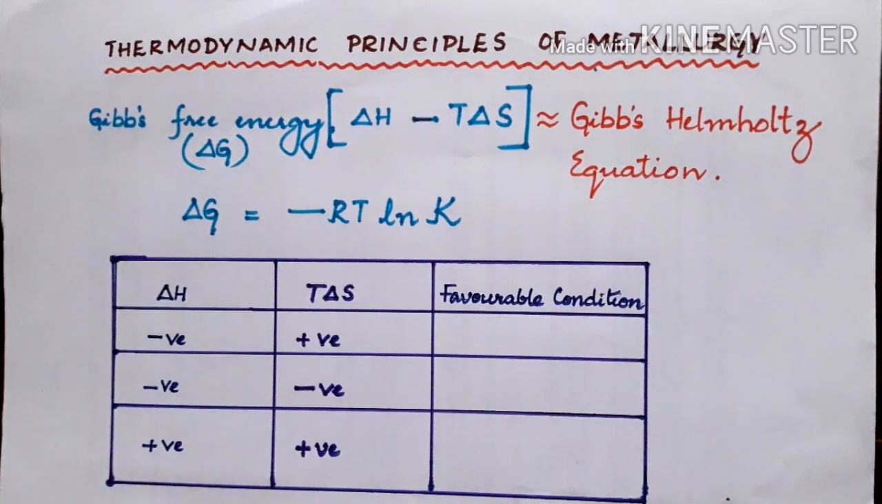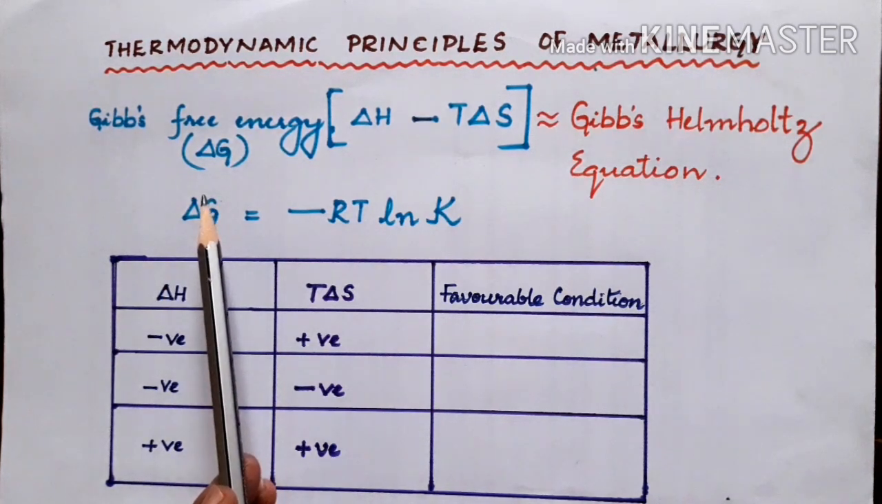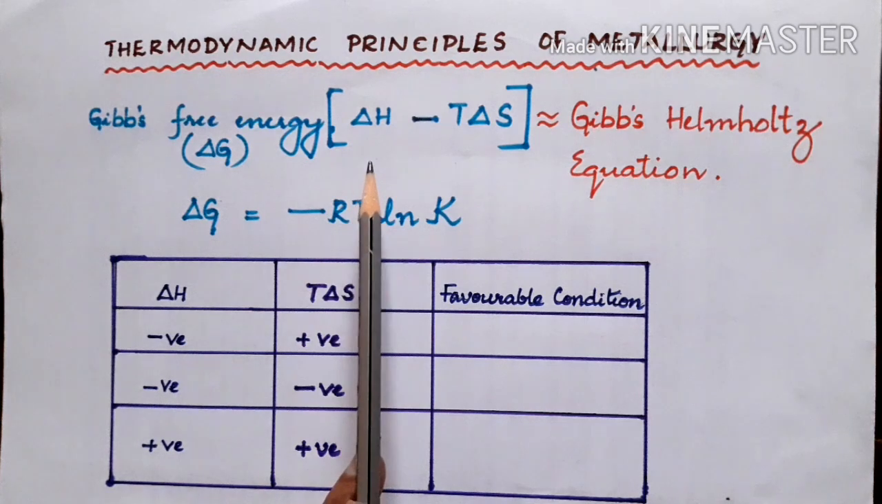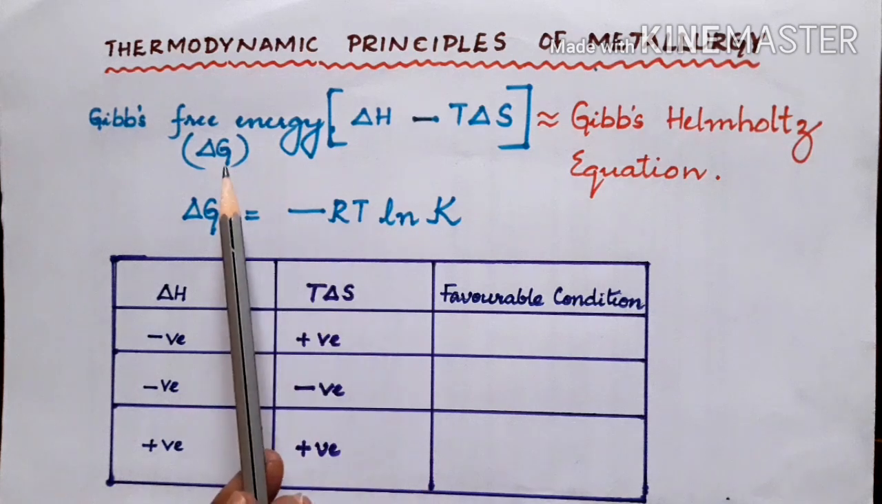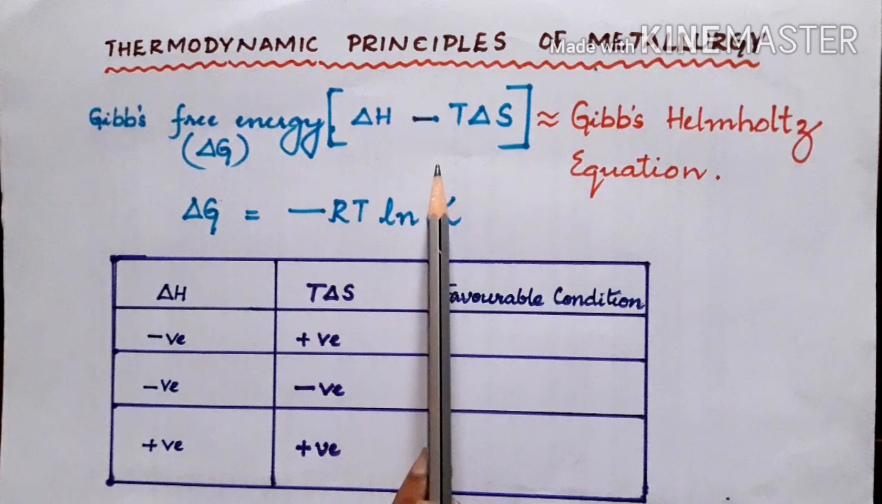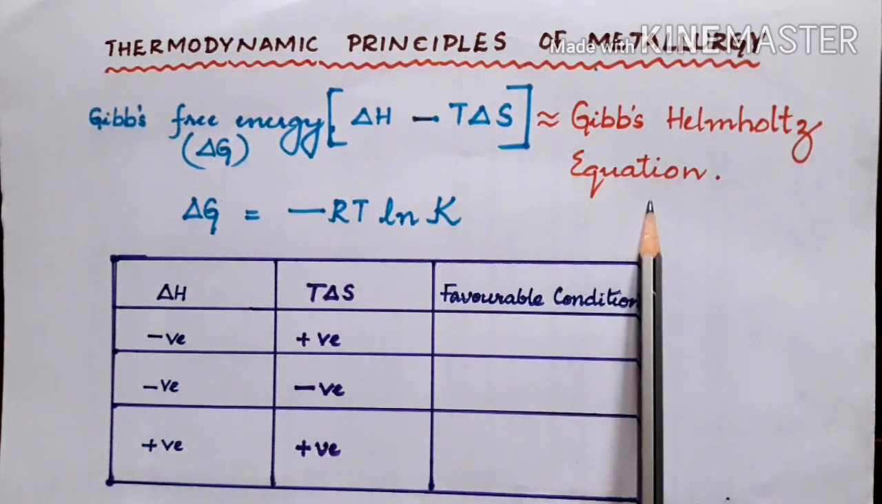Thermodynamic principles of metallurgy. According to thermodynamics, a chemical reaction is said to be spontaneous only when the Gibbs free energy is negative. Gibbs free energy, delta G, is measured using the parameters enthalpy change and entropy change, and it is given by the equation delta G is equal to delta H minus T delta S. This is known as the Gibbs-Helmholtz equation.